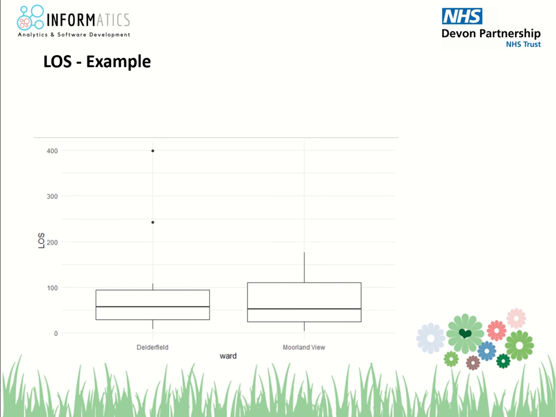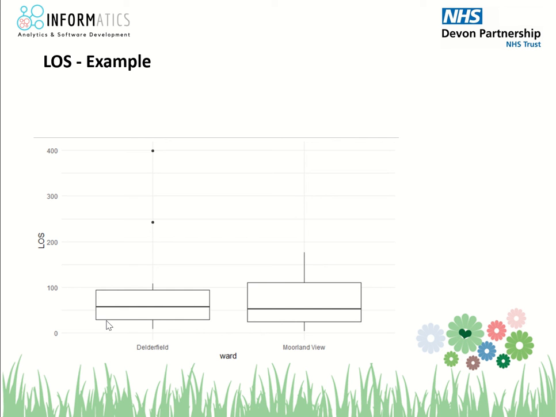So here's an actual example using some real data looking at Deltafield and Moreland View. We can see that Deltafield has a slightly higher median length of stay, 56 days, and Moreland View has a 51 median length of stay. So on our old school way, we would say that Deltafield had a slightly more average length of stay than Moreland View. However, there are obviously some more things going on than that.